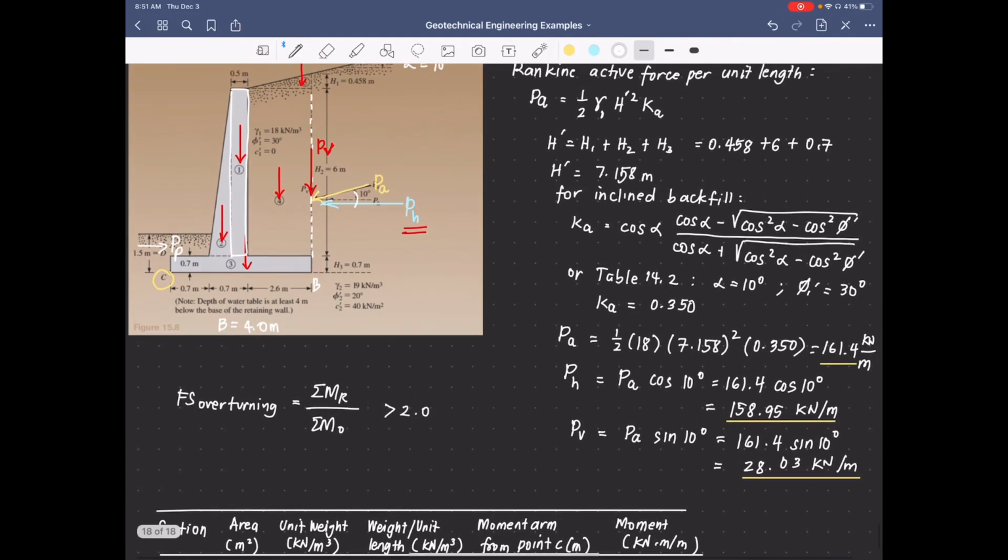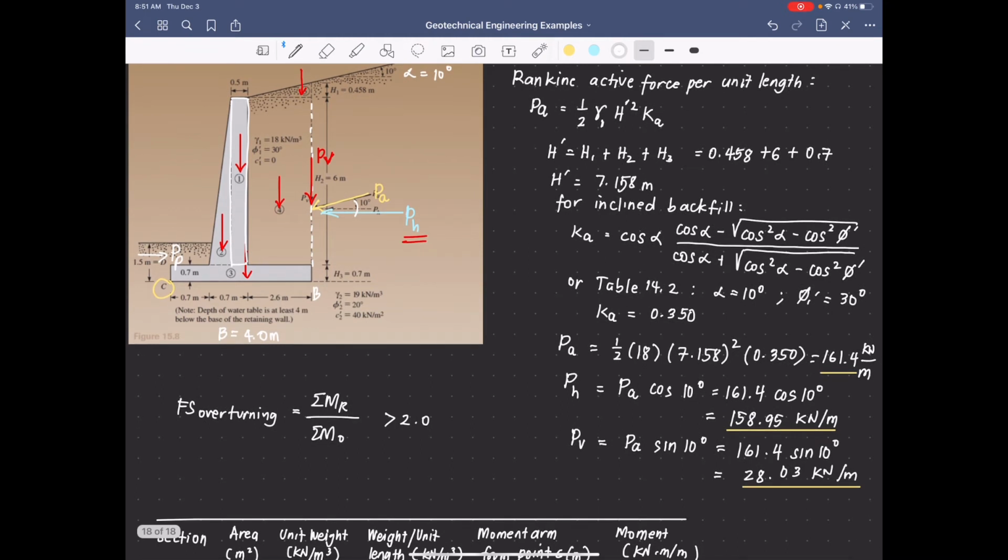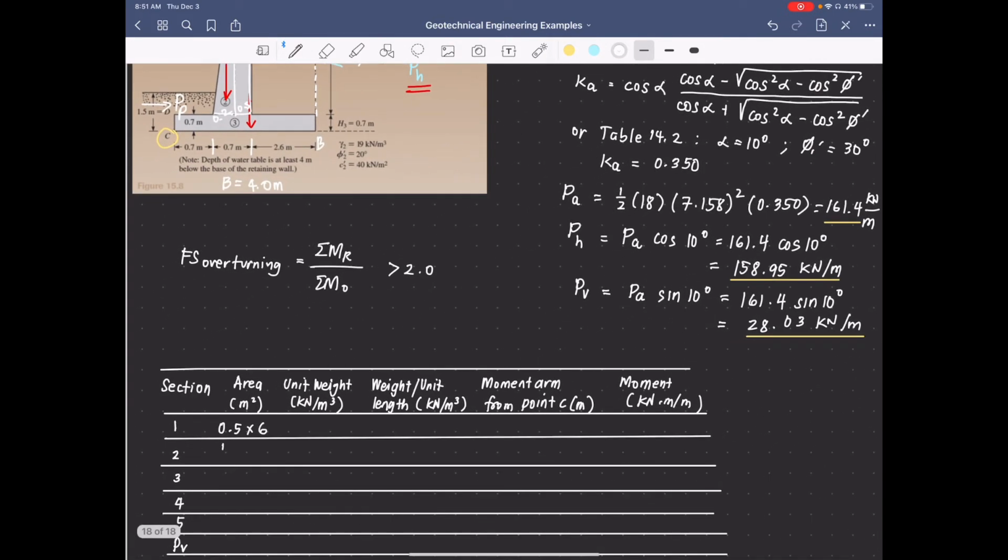And then for section 2, we have a triangular area. The height is also 6 meters, but this distance would be, if this is 0.7, this is 0.7, and this is 0.5, so this is 0.2. So that's 1/2 of 0.2 by 6. So the area would be 1/2 of 0.2 by 6 meters.